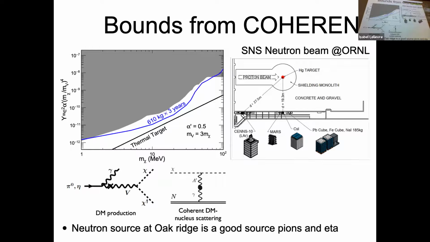So the experiment is called COHERENT. They look for coherent neutral current neutrino interactions, right? And then you can imagine doing the same, looking for dark matter scattering off of some nuclei. So measuring.